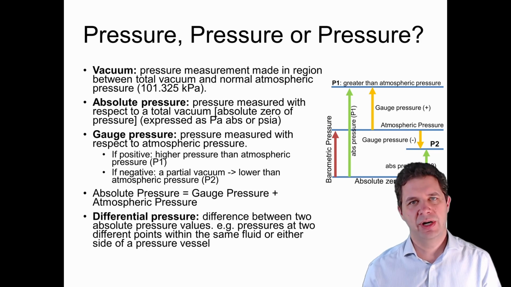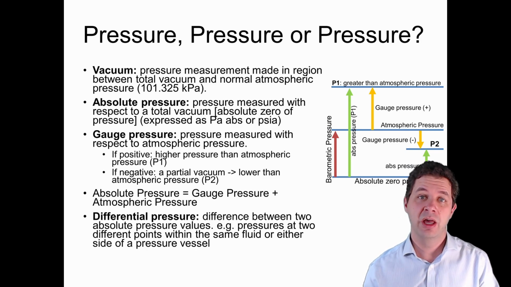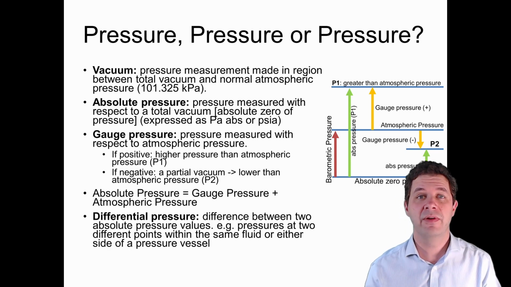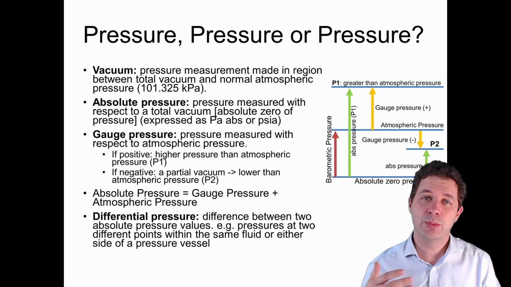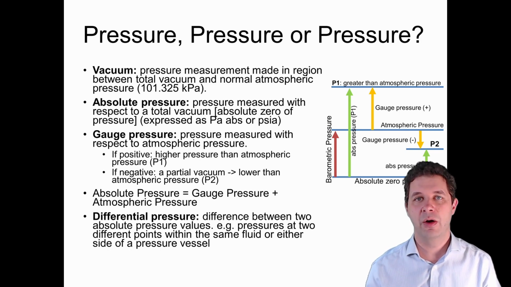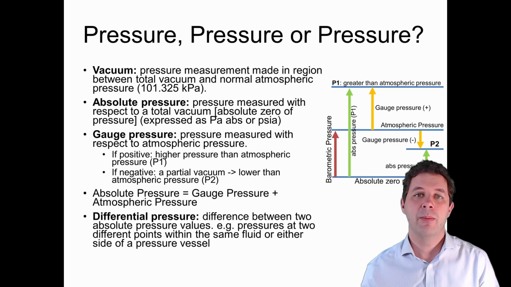Then we have our gauge pressure. Our gauge pressure is measured with reference to our atmospheric pressure. So if we've got a pressure that's higher than atmospheric pressure, our gauge pressure will be a positive value. If our gauge pressure is in a partial vacuum, our gauge pressure will be a negative value. And you can see that in the diagram above with those yellow lines there, where it goes positive or negative based on the actual pressure region that we're working in.